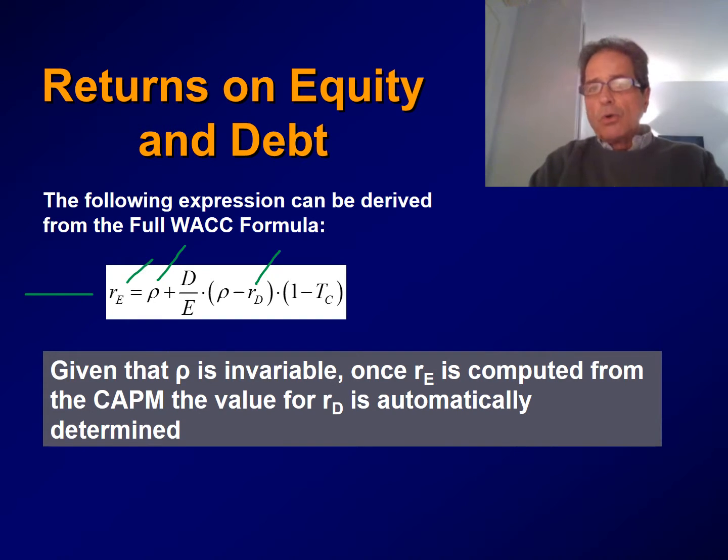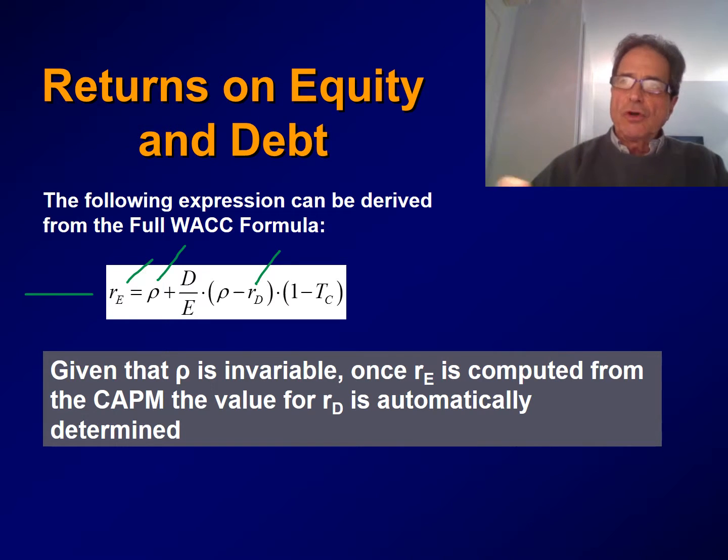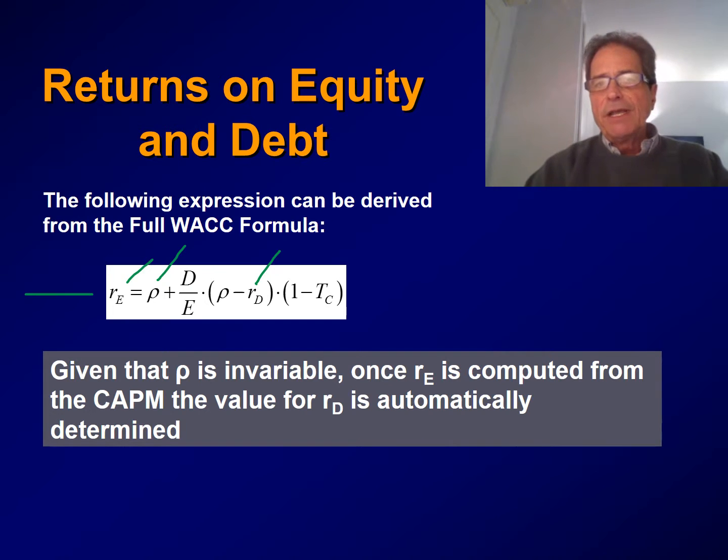We know that rho is invariable. Rho depends on the type of company we are dealing with. Remember that rho is the discount rate on the unlevered free cash flows. So rho only depends on the nature of the company, the risk of the company we are dealing with. So rho is unchangeable. It depends just on the type of company we are dealing with.